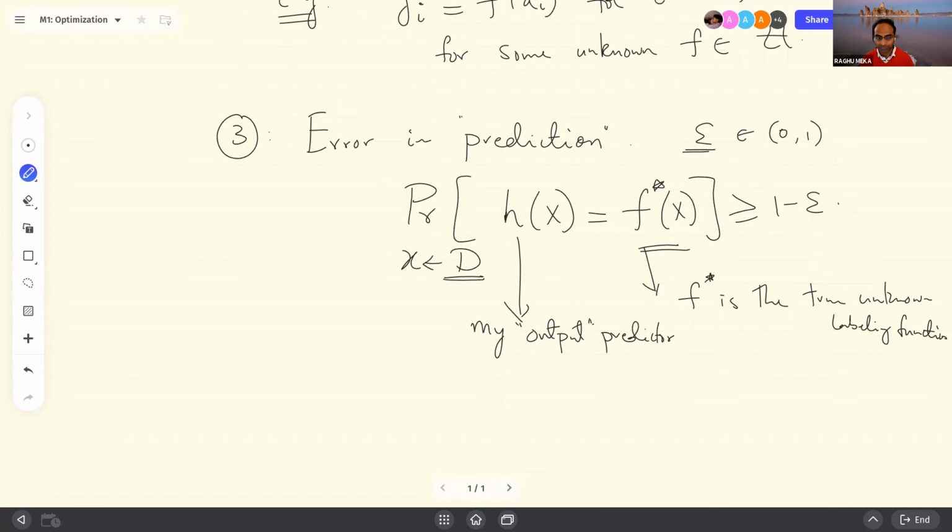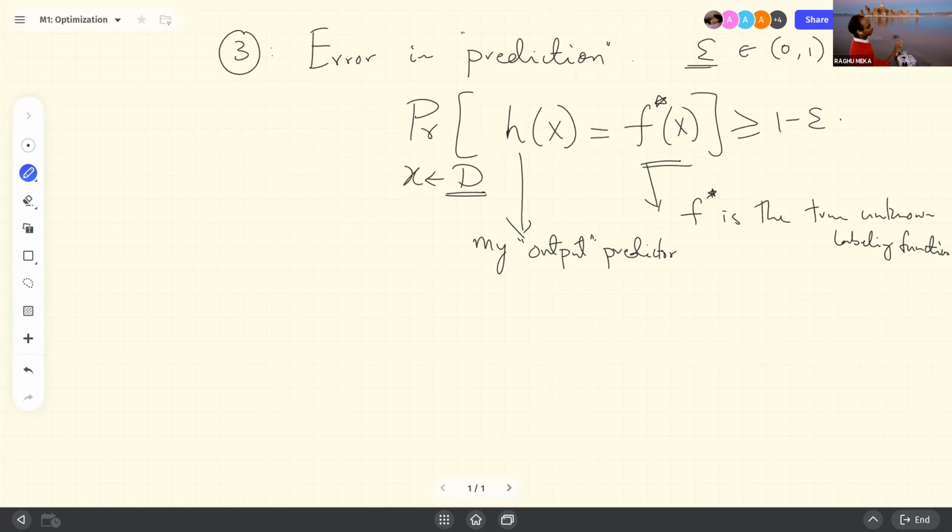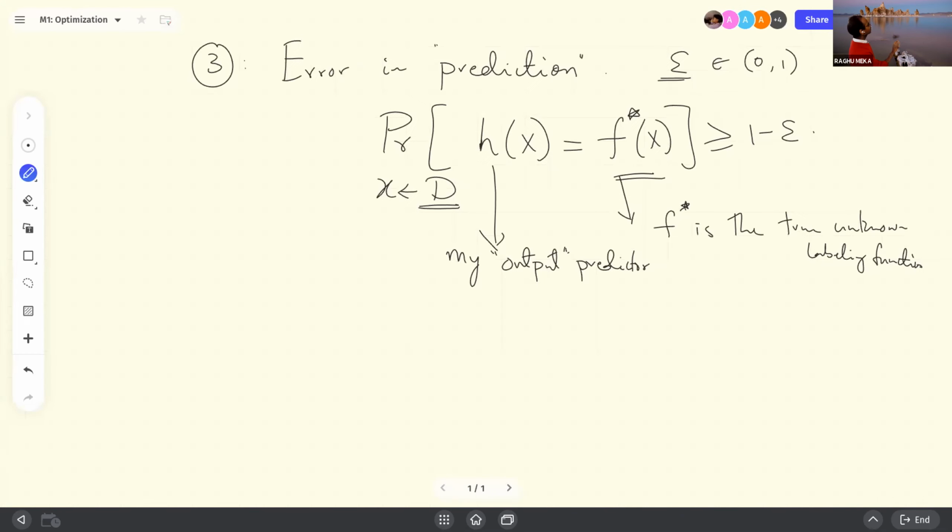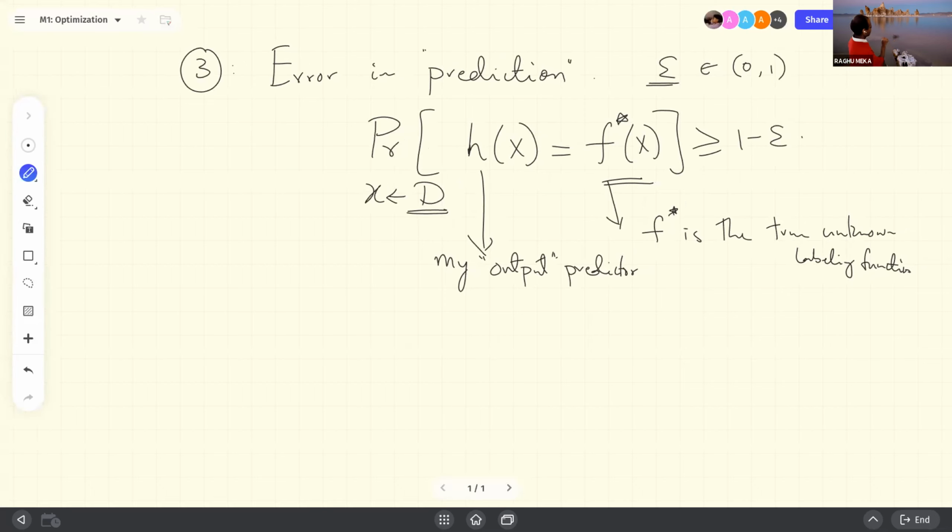Okay, so it's judging how well my output predictor that I computed based on my data set does versus the truth. You might ask, okay, you don't know the truth, so how are you going to measure it? But we'll come to that later. Just as a holy grail, we can say I want this quantity, this probability of wrong prediction, to be as small as possible. And so you're in some sense learning only approximately, right?